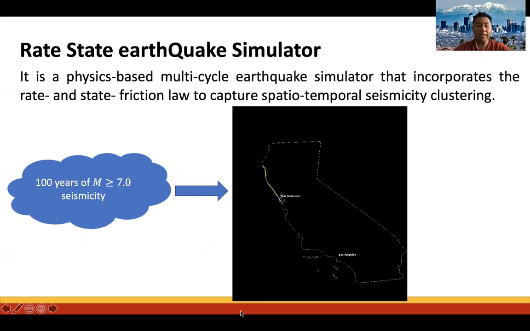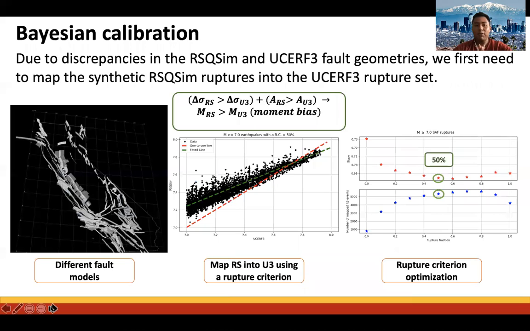In this case, I generated this animation of 100 years of seismicity for earthquakes larger than 7.0. We start with this large earthquake near San Francisco, and then we generate all the other earthquakes in this period of time. This is the type of data that we're going to be using to update the UCERF3 time-independent model. All right, now we have to start with the Bayesian calibration discussion.